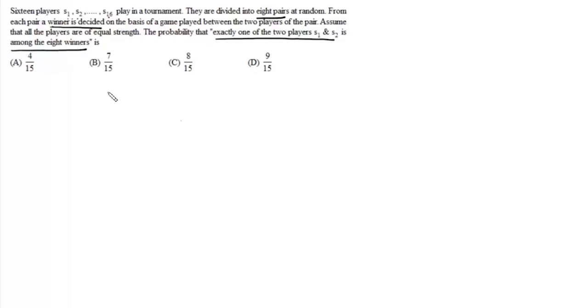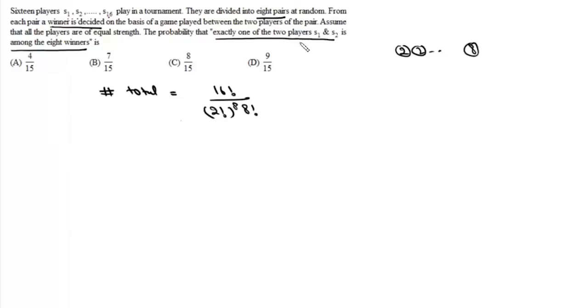Now first we'll find the total number of possible combinations. The total number of possible combinations is given by the total number of pairs that can be made from these 16 players. So we have 16 players and we have to make pairs of 2, 2 and 2, 8 times. So that will be factorial 16 upon factorial 2 to the power 8 into factorial 8. So that is our total number of cases.